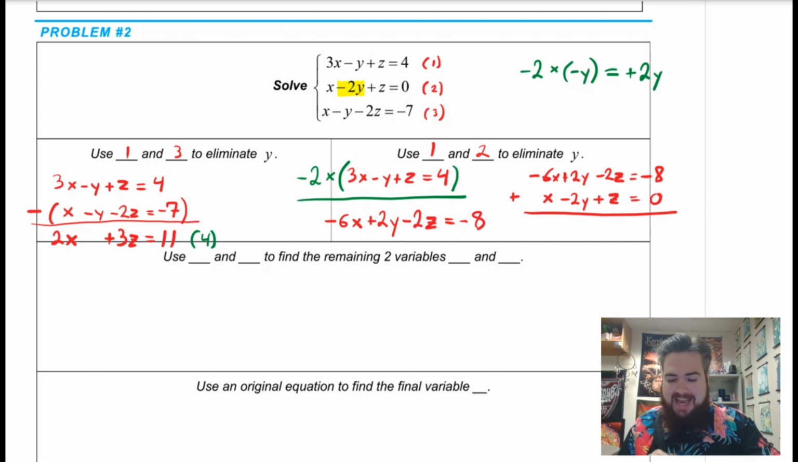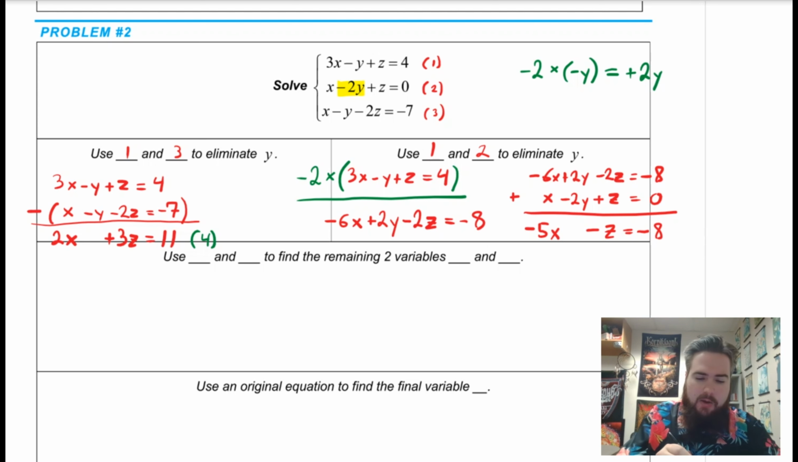If I do that, negative 6x plus x will give me a total of negative 5x, negative 6 plus 1. The y terms, 2y and minus 2y, will add together and create 0, which is intended. The z terms, negative 2z plus 1z, will give us a total of minus z. And our constant terms, negative 8 plus 0, will just give me negative 8.